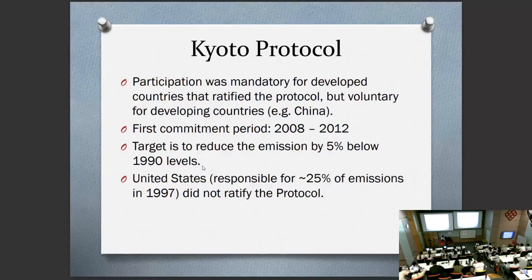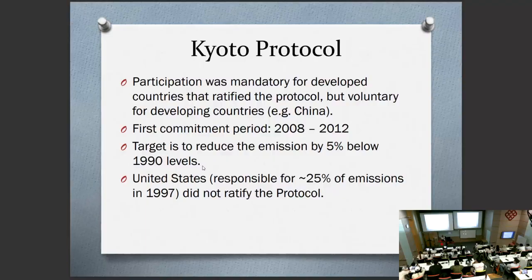The participation was mandatory for developed countries that ratify the protocol, but voluntary for developing countries like China. The first commitment period is between 2008 to 2012. The target is to reduce the emissions by 5% below the 1990 levels. So different countries have different reduction targets.